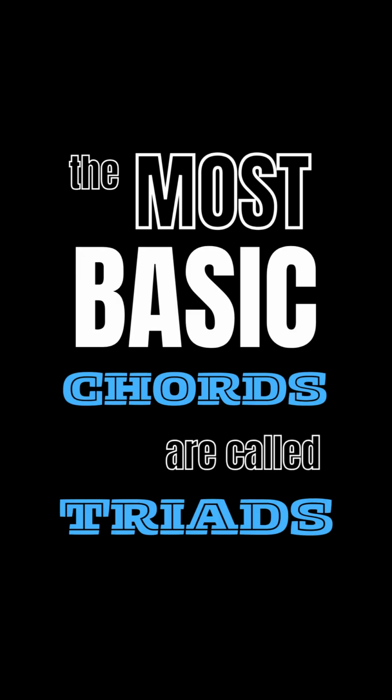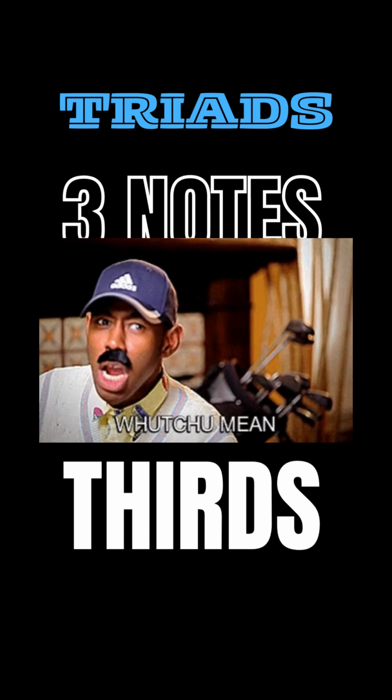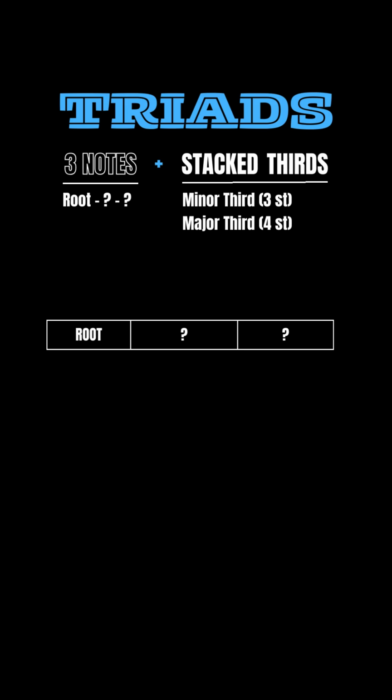So, the most basic chords are called triads. Why? Because they are composed of 3 notes and stacked thirds. It might sound a little confusing maybe, but let me explain. So 3 notes, you have a root and 2 notes to find. Let's get a table. Then the thirds. There's only 2 types of thirds we know, the minor one and the major one. So from the root, we are gonna add 2 thirds in a row to get the entire triad.